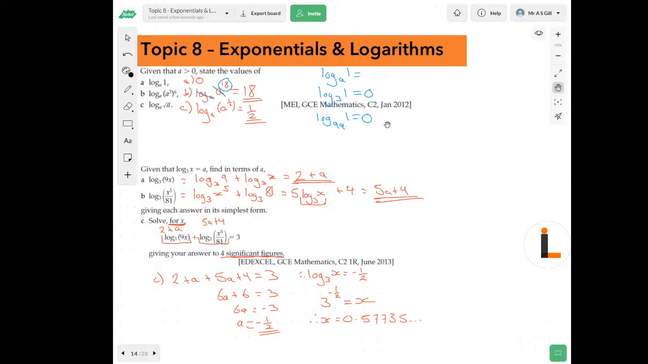The answer is 0. So it's really important to understand A as a number is greater than 0, but log base A of 1 is equal to 0. So just keep those separate, and make sure it's really clear on the differentiation between the two ideas there.